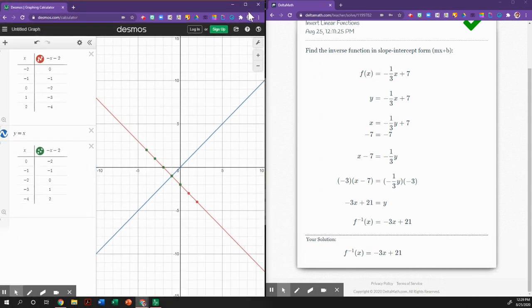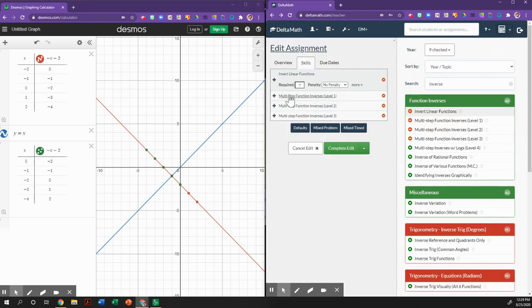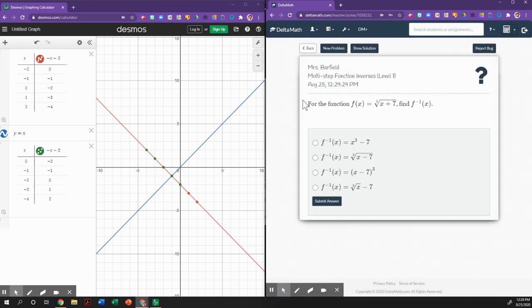All right, so let's move Desmos over here. Oh my gosh, I popped up twice. There we go. Okay. All right, so let's go back to our Delta Math. You've got these three problems. There's only one problem in each of these sections on your Delta Math. So if I click on it, here we go. How do I solve this without having to solve it by hand? It's super simple.